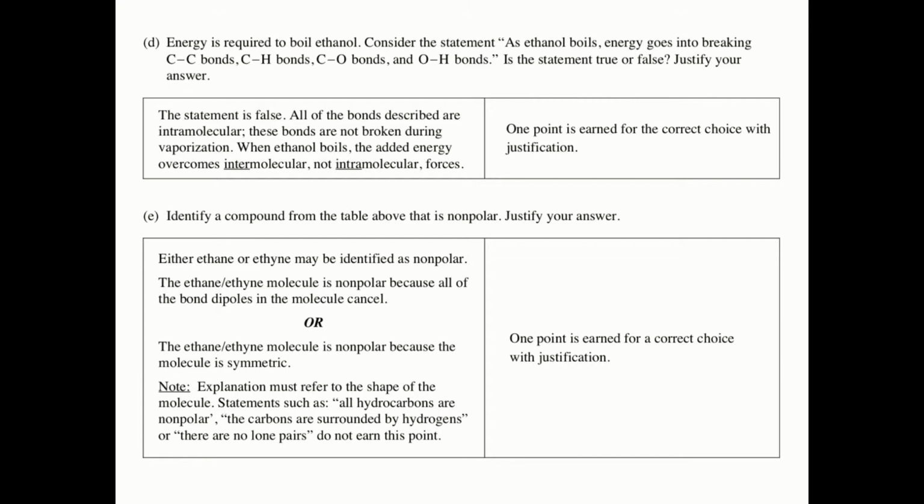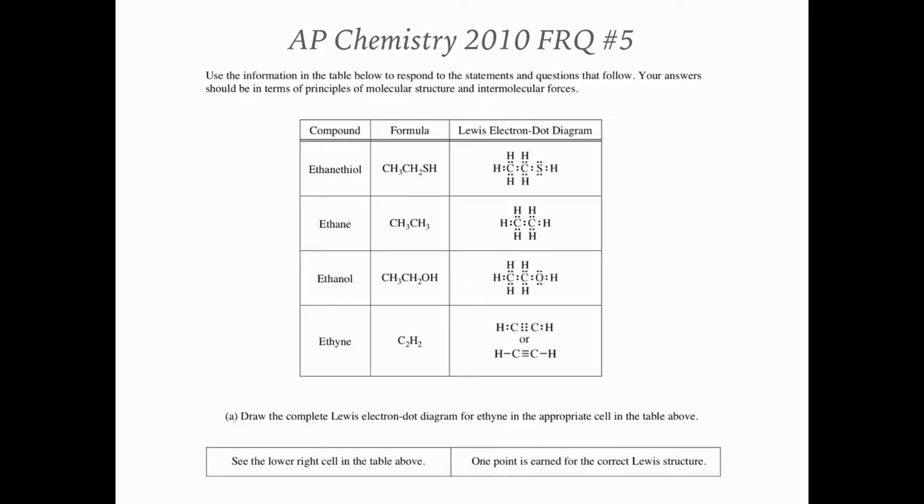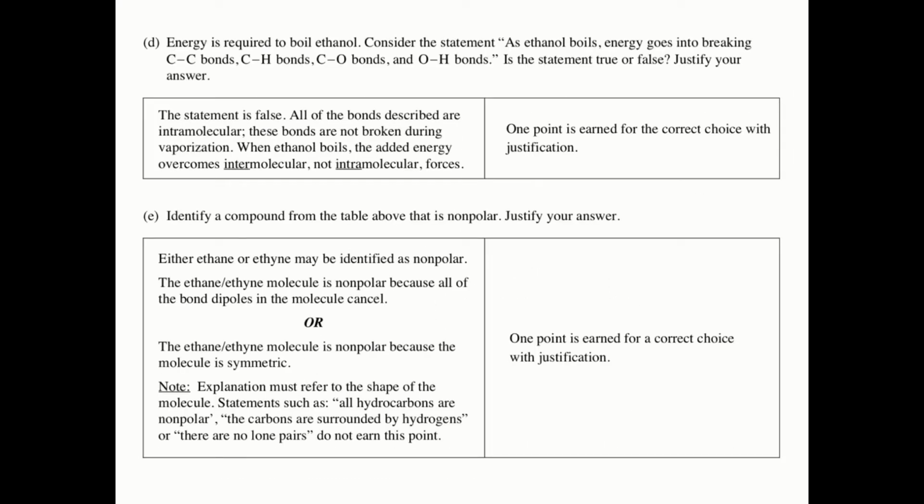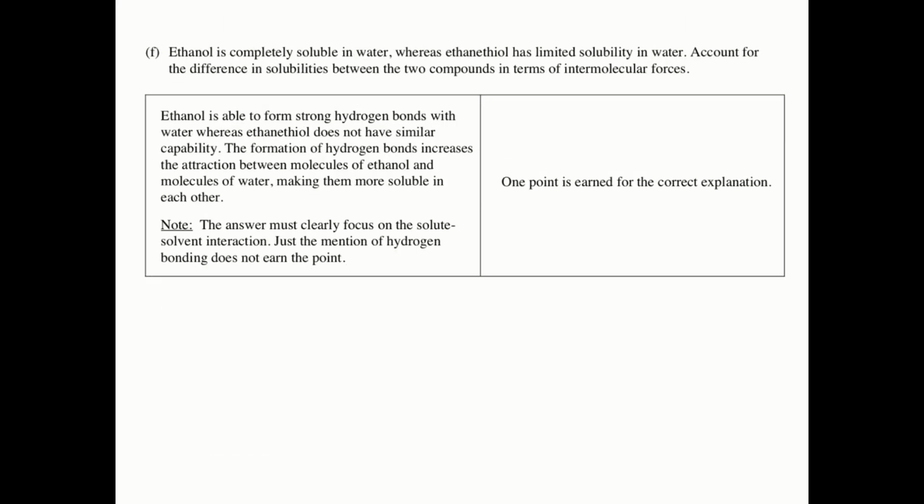Identify a compound from the table above that is nonpolar. So you could have either put ethane or ethene. So let's look at these options to make sure we understand. So ethane or ethene, if you look at those, the reason why those two are nonpolar is because their dipoles cancel. So make sure that you note that their dipoles cancel, and you get the point. They also accepted it if you said it was symmetric, but we haven't talked about that. If you talk about the fact that there are no lone pairs or that the carbon's just surrounded by hydrogens, you did not get credit for that. Okay, so you have 1 point for that question.